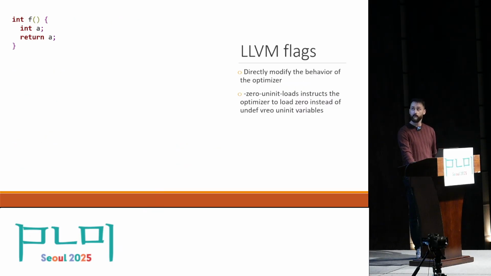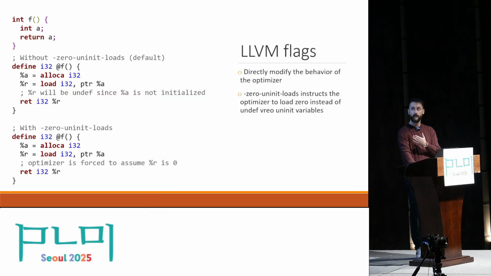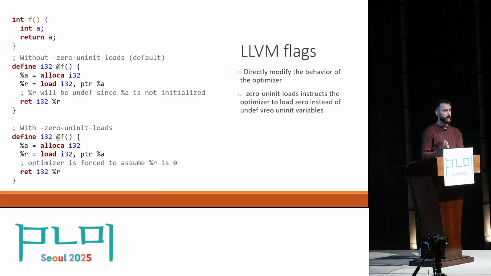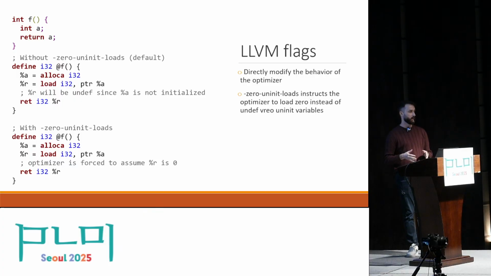This is an LLVM flag, zero-uninit-loads. This function clearly returns UB. And the interesting thing to see is that with and without the flag, the IR is the same. We have an alloca, a load, and the write instruction. The only thing that changes is the behavior of the optimizer with regards to the load. It will return 0 when the flag is enabled, so that we don't get UB.